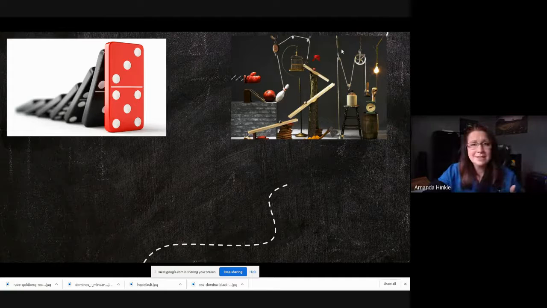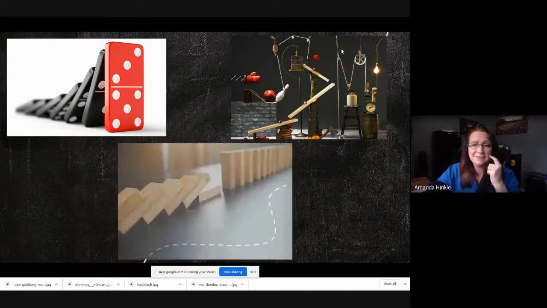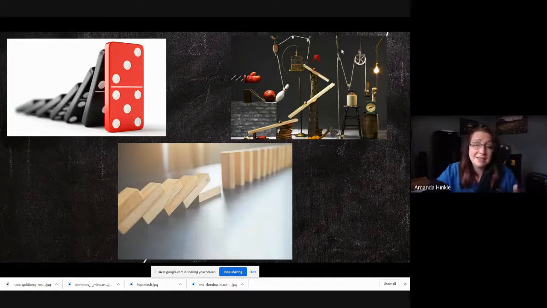Now, what happens if I remove one of the dominoes in the chain? What would happen if I took that bowling pin out? Any ideas? Yeah, it kind of looks like this. If we remove one piece of this intricate system that makes life work, that makes what we're trying to accomplish successful, then progress just stops, right? And we can't move on.